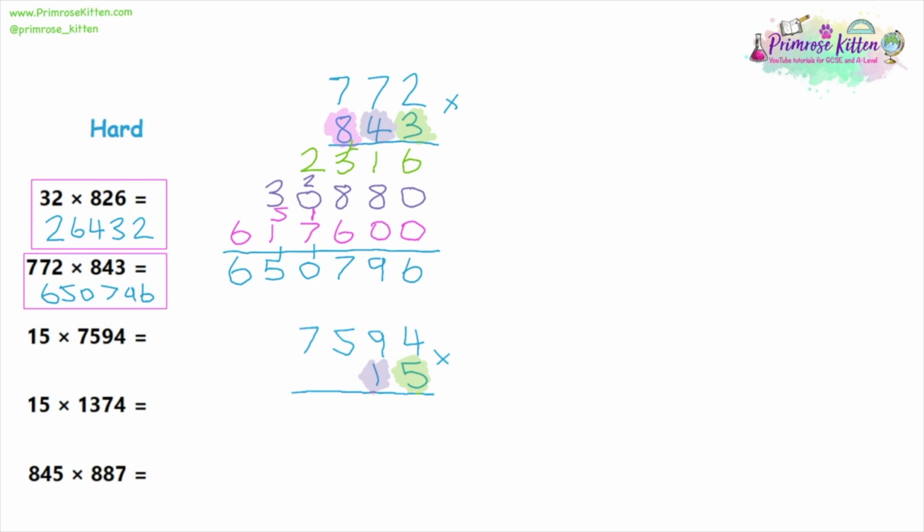So starting with the units, I'm writing my answer in the units column. 5 times 4 is 20, carrying the 2. Then 5 times 9 is 45, plus the 2 I carried is 47, carrying the 4. Then 5 times 5 is 25, plus the 4 we carried is 29, carrying the 2. Then 5 times 7 is 35, plus the 2 we carried is 37, carrying the 3.